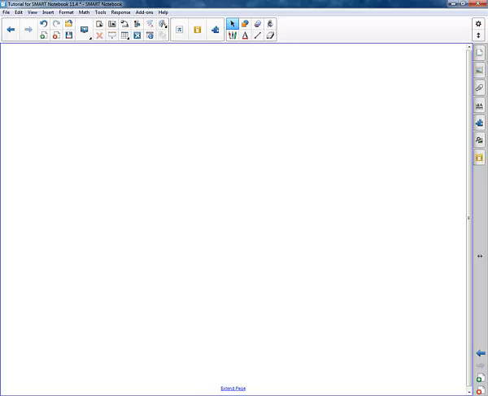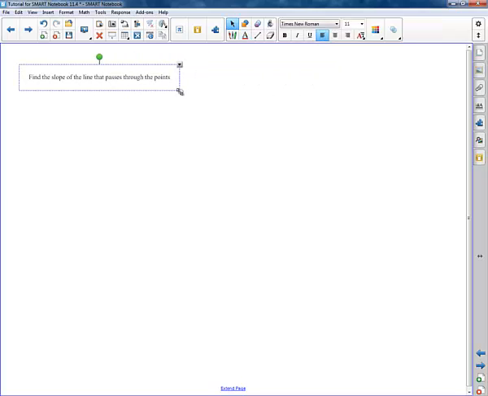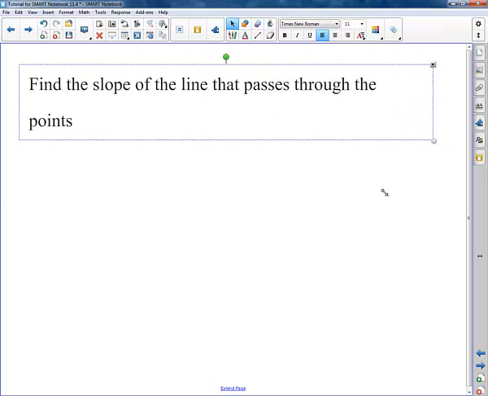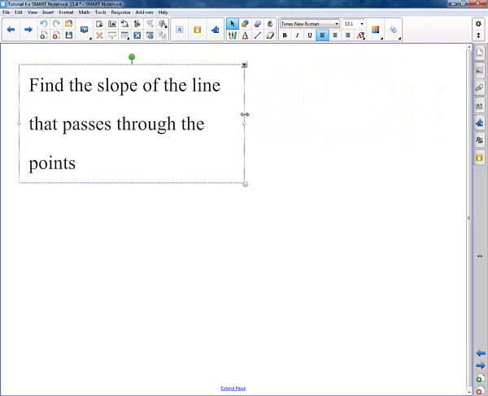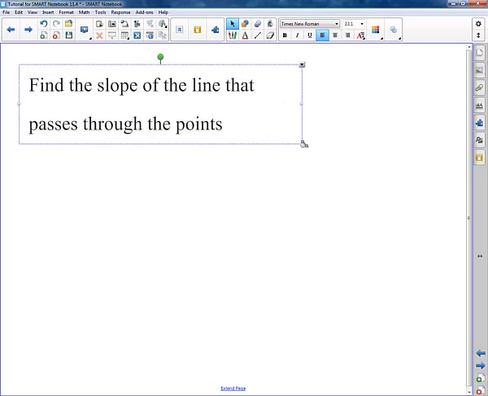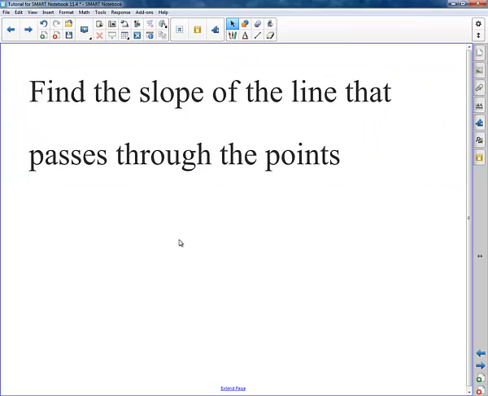Okay, next part. Finding the slope of the line that passes through the points. Okay, so there's my text. Let's make that larger. So find the slope of the line that passes through the points.